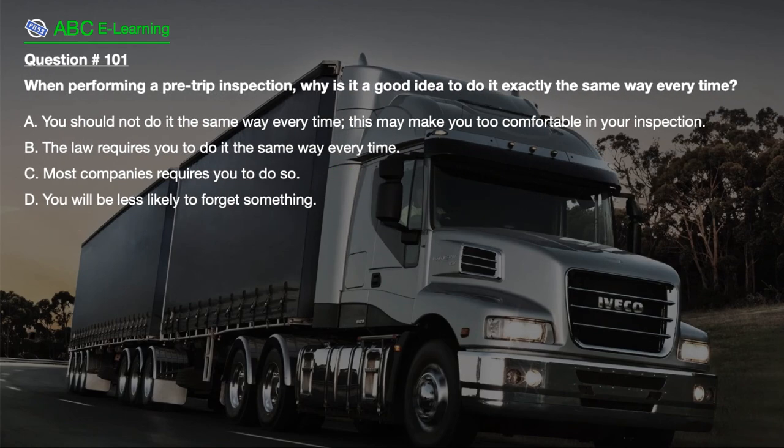Question number 101. When performing a pre-trip inspection, why is it a good idea to do it exactly the same way every time? A. You should not do it the same way every time. This may make you too comfortable in your inspection. B. The law requires you to do it the same way every time. C. Most companies require you to do so. D. You will be less likely to forget something.